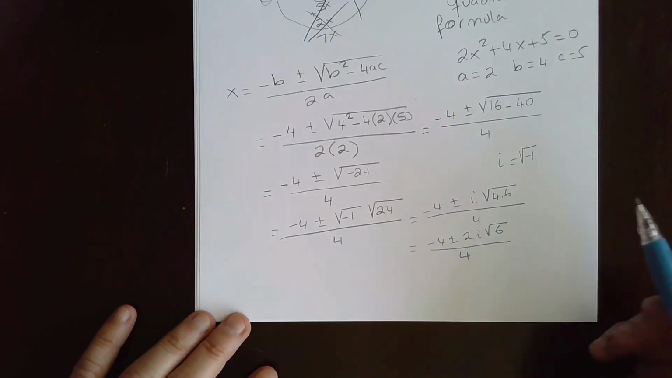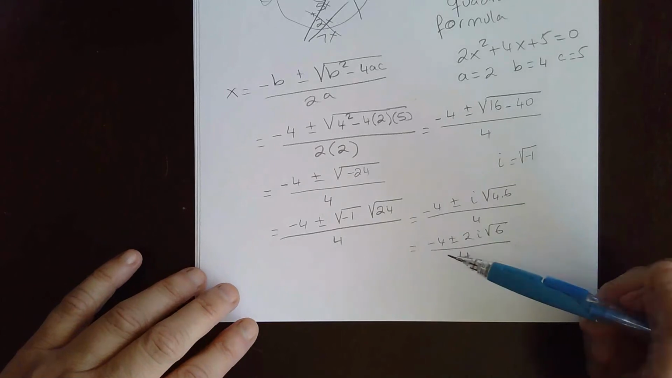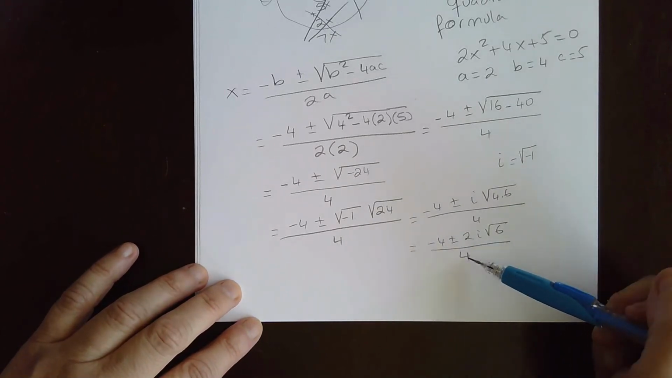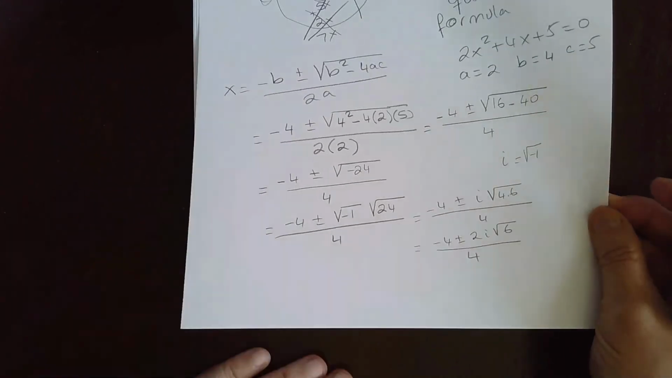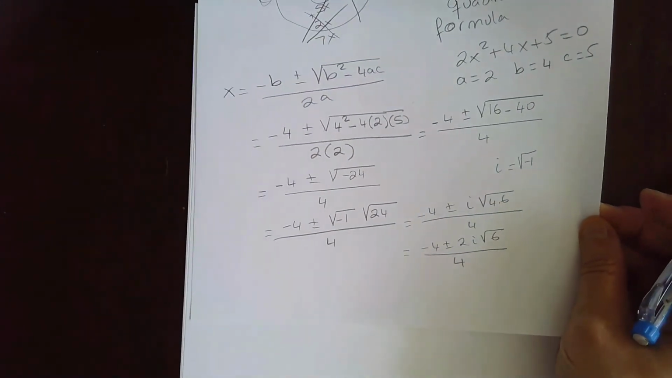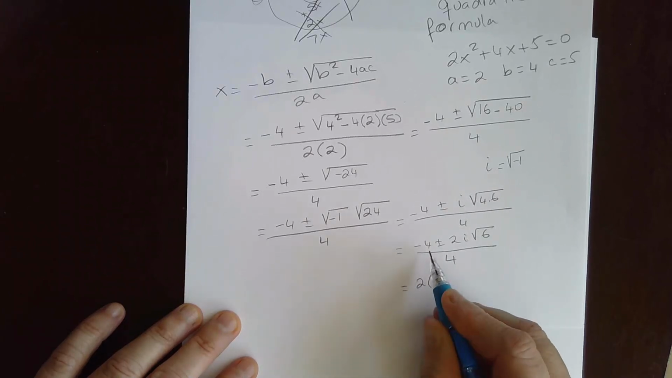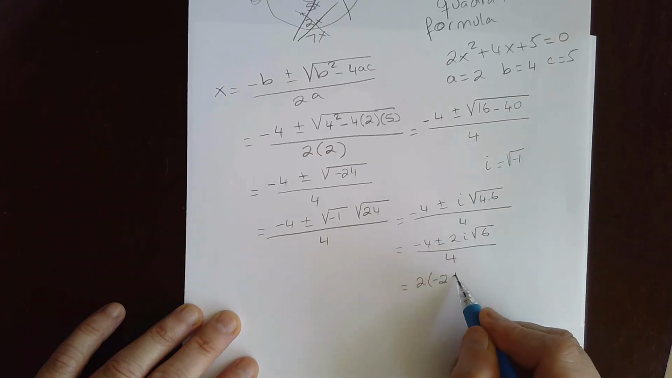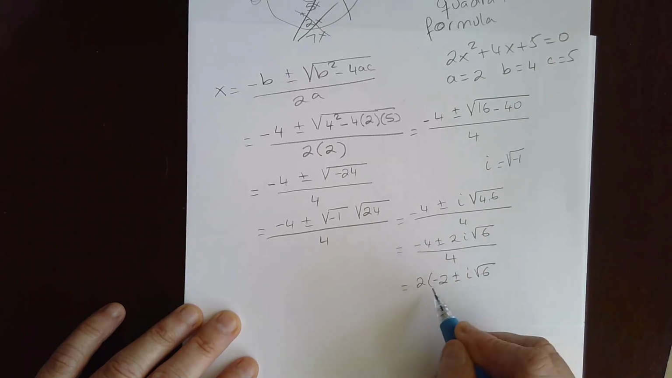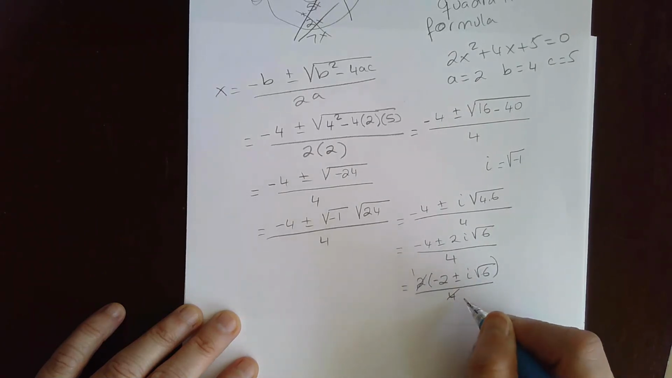Now you can factor the 2 out. Why do we need to do that? Because if you notice, you have a 2, and a 4 and 4. The 2 is going to simplify. So let's simplify it. We factor the 2 out. This becomes negative 2, and the 2 we factored, we'll be left with plus or minus i square root of 6, over 4. This divided by 2 is 1, this divided by 2 is 2.